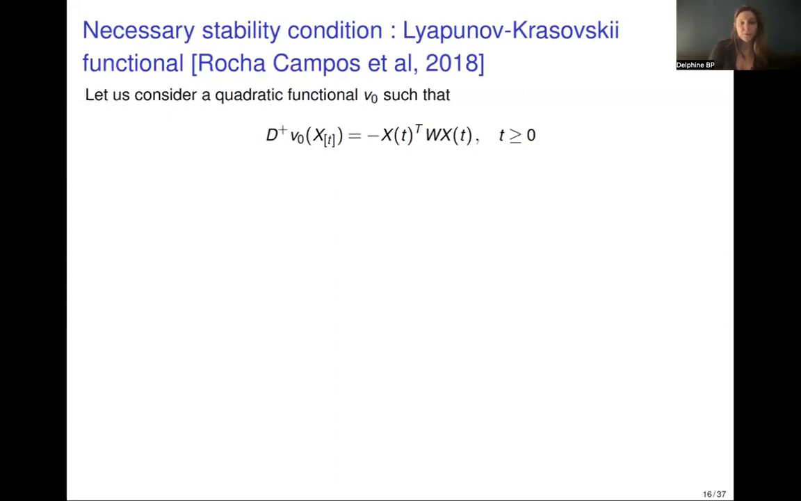Okay, then what do they do? So they start, they look for a quadratic functional, which is such that when you take the Dini derivative of this V0, you recover a quadratic term of the state x at time t. So they start from that.